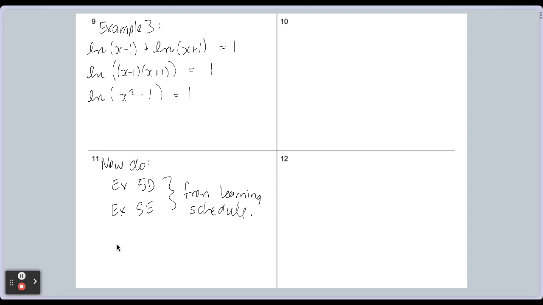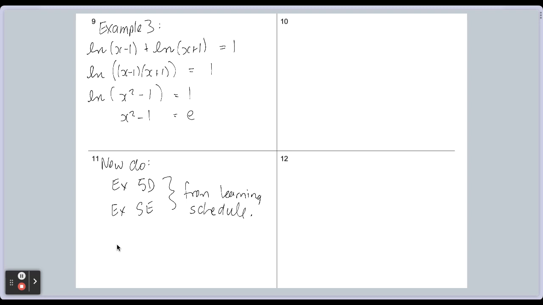Now I'm going to go e to the power of on both sides, but I'm not going to write it down this time. So e to the power of both sides will give me x squared minus 1 equals e to the power of 1, right? And again, raising to the power of 1, 1 is an implicit power. We don't need to write it down. It is implied to be 1 if it's not there. So we just write x squared minus 1 equals e.